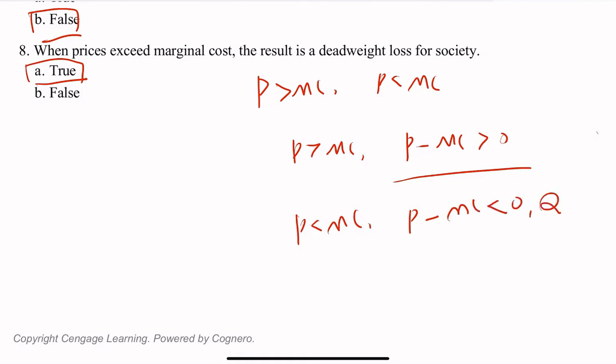And if P is smaller than marginal cost, it means that there is a negative from trading with each other. So you should reduce your quantity. And in the first case, you should increase your quantity. So in the end, you can see that under both these two conditions, the market is not efficient.